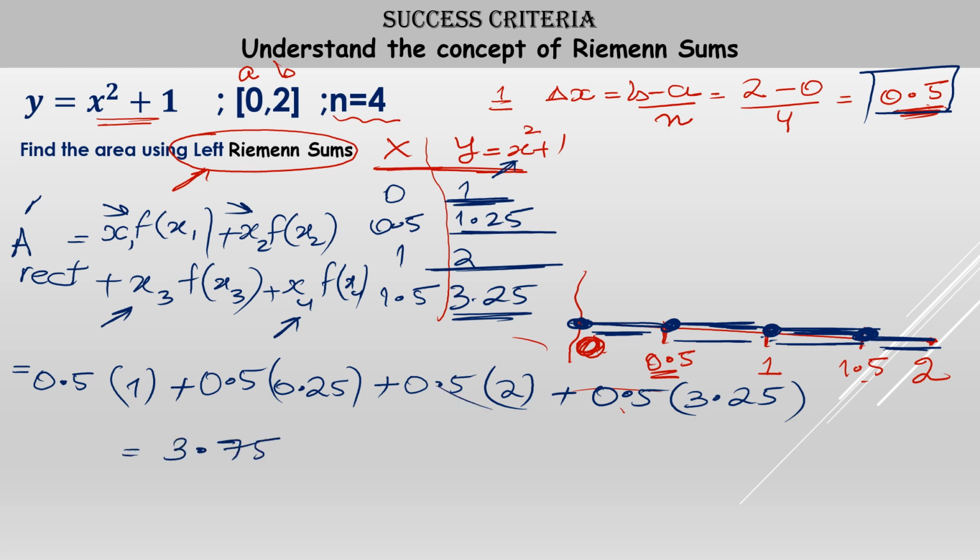Now try to understand how you will make this graph. Just a rough graph, okay? On the 0, the length is 1. On the 0.5, the length is 1.25. On the 1 corner, the length is 2. On 1.5, the length is actually 3.25. And on the 2, if you calculate, the length is 5.